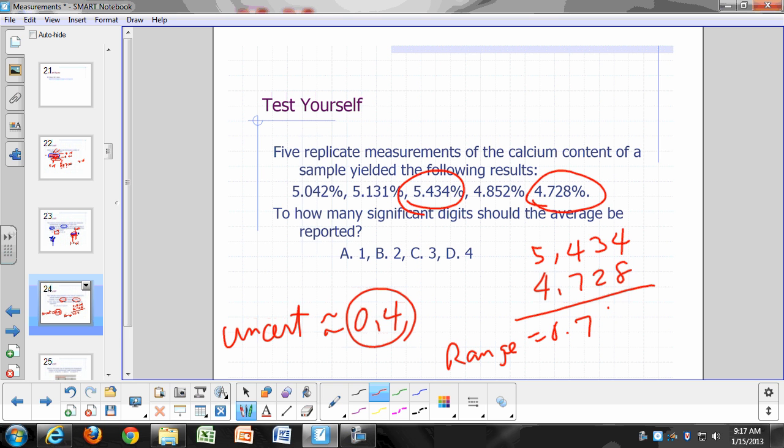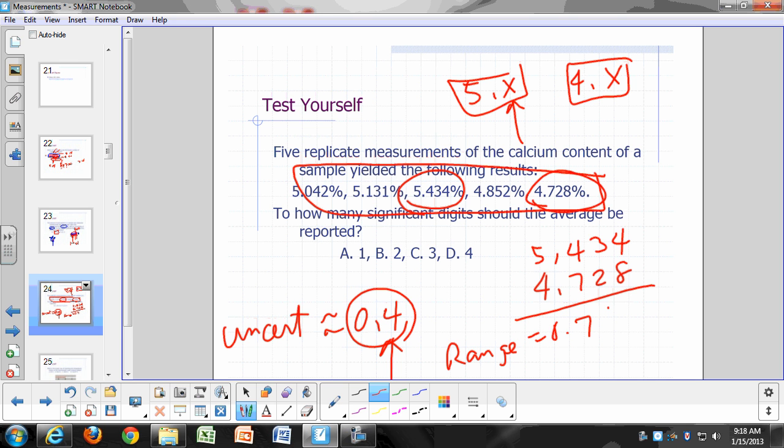That means whatever your average is, let's look at these numbers. What would be your average here? It's going to be 5 point something or 4 point something, right? And since you're already starting to have doubts in the tenths place, the first decimal place, that's as far as you should go. So you should only be writing 2 significant digits when you report the average of these measurements. The correct answer here is 2 significant digits.